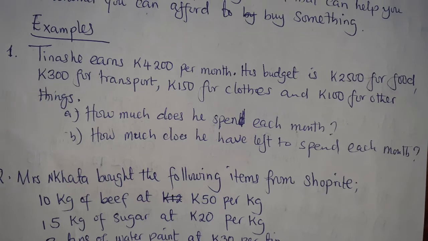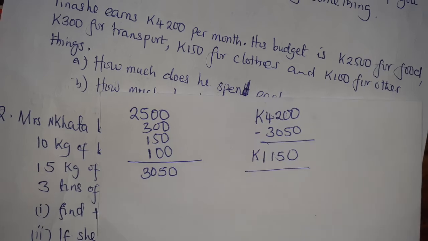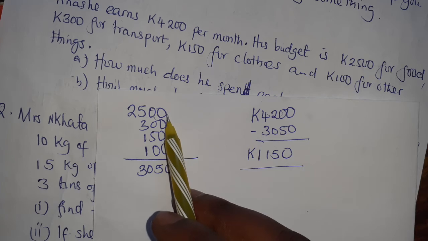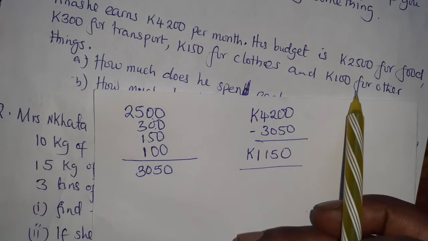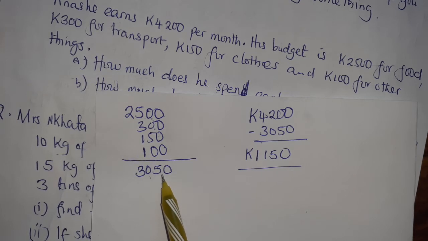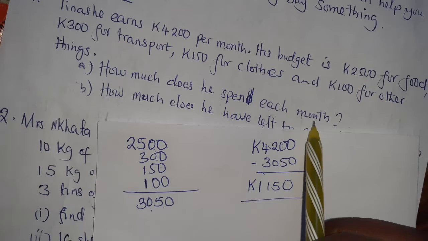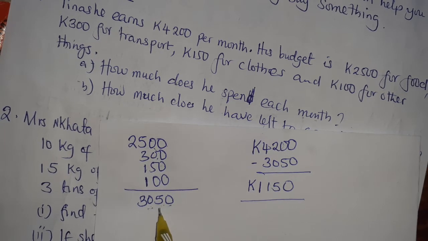All right, so this is what we're going to do. You add 2,500 for food, plus 300 for transport, plus 150 for clothes, and 100 for other things. You add all these, they are going to total up to 3,050 kwacha. So this answers the first question: how much does he spend each month? He spends 3,050 kwacha.